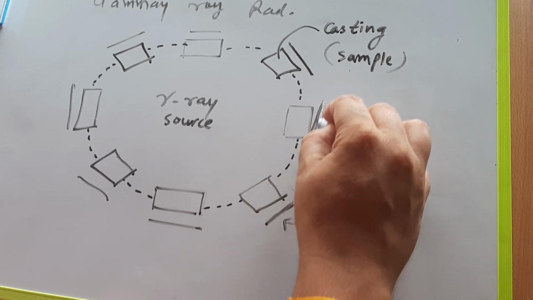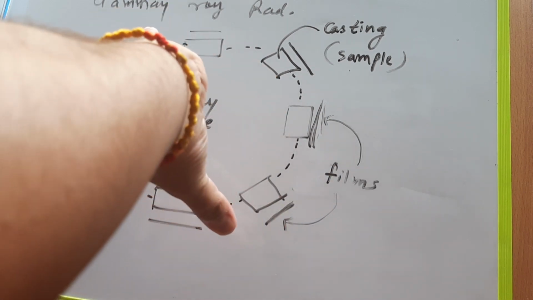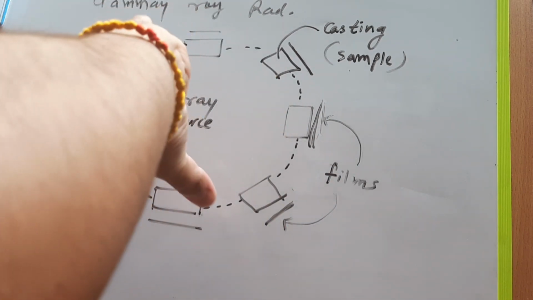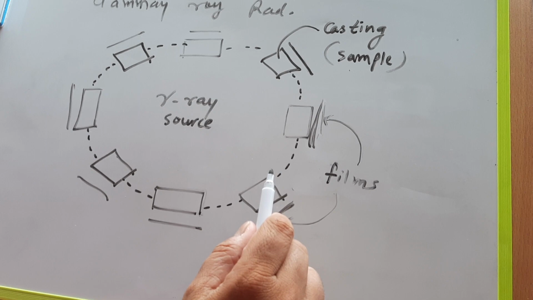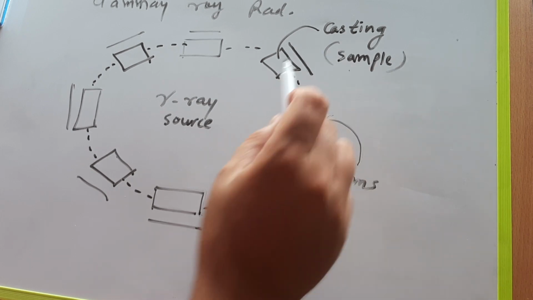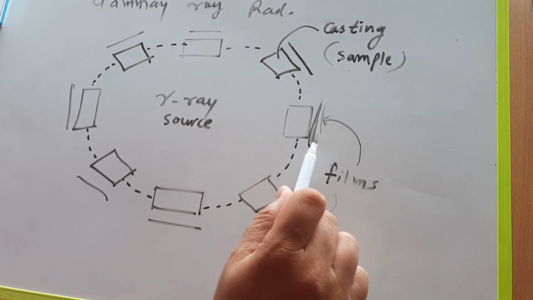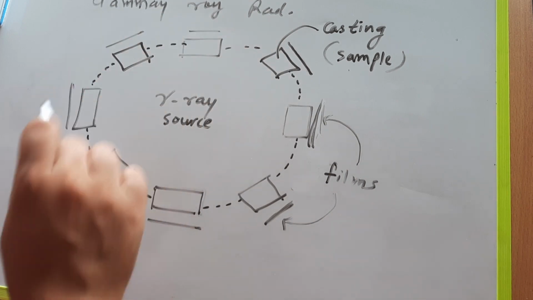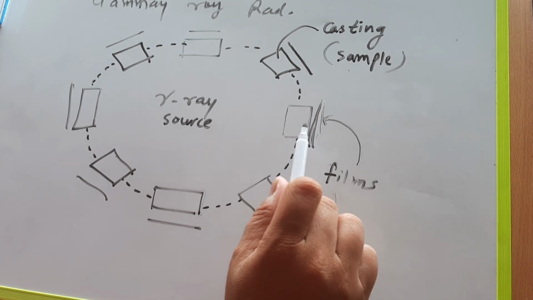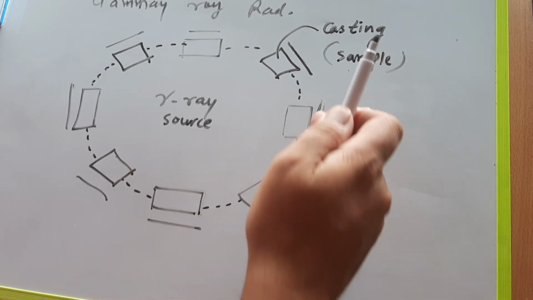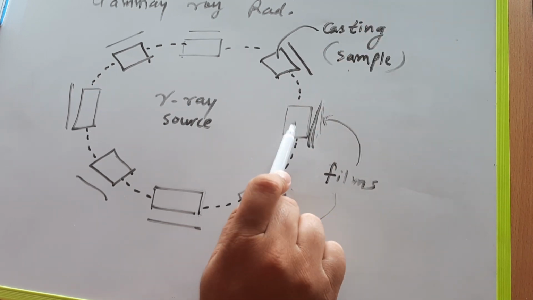So this is the situation. It has circular symmetry, and samples can be placed one after another. The person who is working there keeps feeding these different samples and different films. By the time it rotates and comes back to the same position, it is already exposed to the gamma rays, and that film is ready to be analyzed further to get the information about this casting.